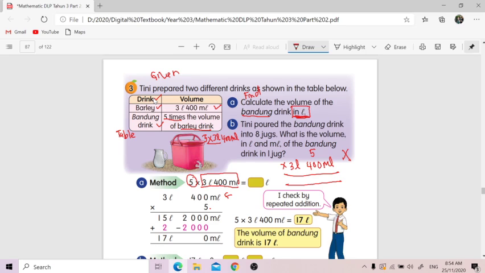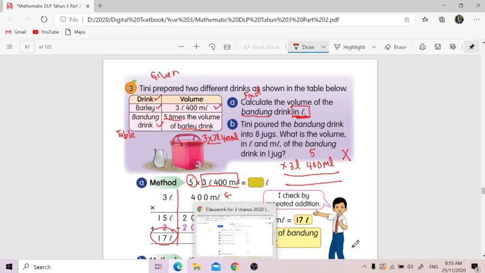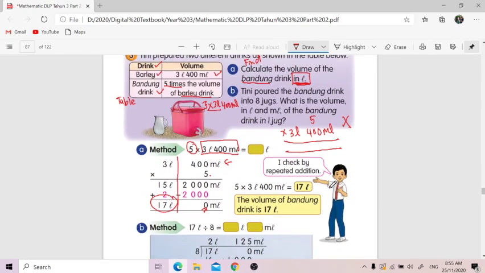Okay, so finish. After that, kita dapat sini 2000 ml. Okay, kena asingkan ya. So 5 times 3 is 15. Okay, so bila kita realize, 2000 ml saya boleh convert to liter. Okay, so saya kena minus 2000. Okay, tambah 2 liter. So altogether kita dapat 17 liter. Sebab di sini dah 0 ml, tak perlu tulis pun tak apa. So the answer is 17 liter. Okay, so first question kita dah jawab.